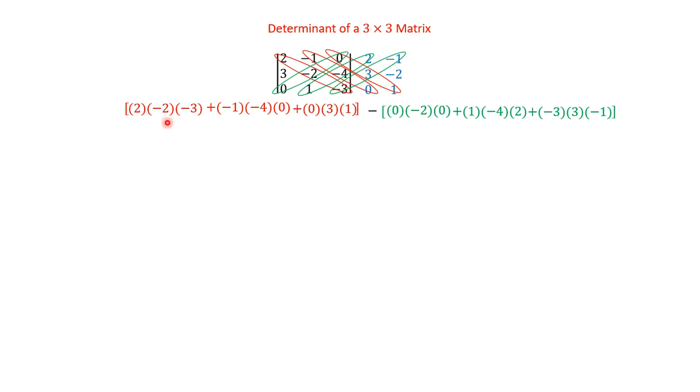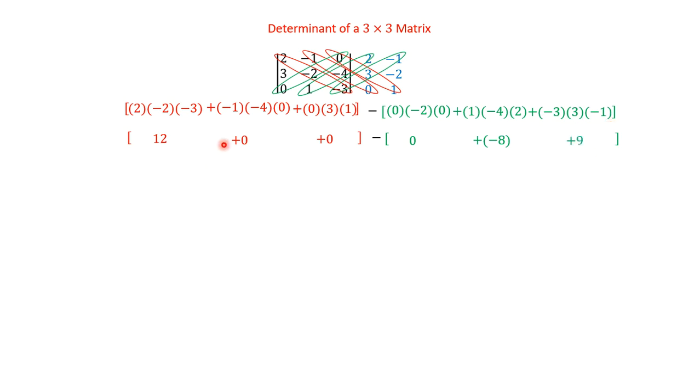So when we multiply these, 2 times negative 2 is negative 4, times negative 3 is 12. Negative 1 times negative 4 times 0, 0. 0 times 3 times 1, 0. Over here, 0 times negative 2 times 0 is 0. 1 times negative 4 times 2 is negative 8. And negative 3 times negative 1 is 9.